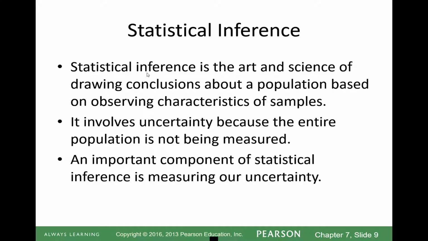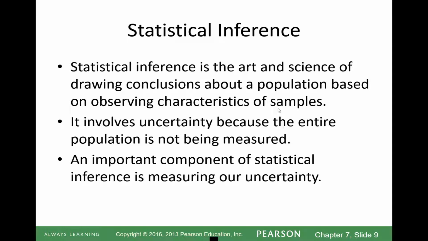Statistical inference. Statistical inference is the art and science of drawing conclusions about the population based on observing characteristics of samples. It involves uncertainty because the entire population is not being measured. An important component of statistical inference is measuring our uncertainty. A lot of this has to do with how the sample is collected. If it's a large enough sample, if it's a representative sample, then you can draw pretty good conclusions.